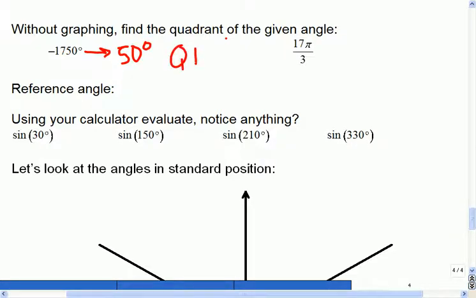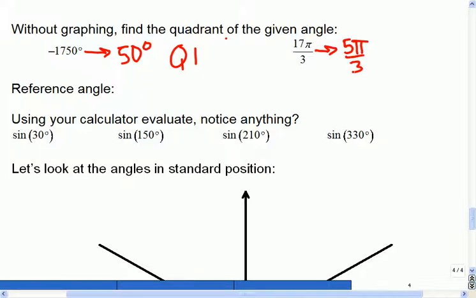Okay. How about 17 pi over 3? Anybody figure out which quadrant that's in? Quadrant 4? Yes, it's a quadrant 4 angle. So how did you figure that out? It was a little less than 2 pi. A little less than 2 pi. Can you tell me what it's coterminal with? 5 pi over 3. Yeah, that's the one we're looking for.